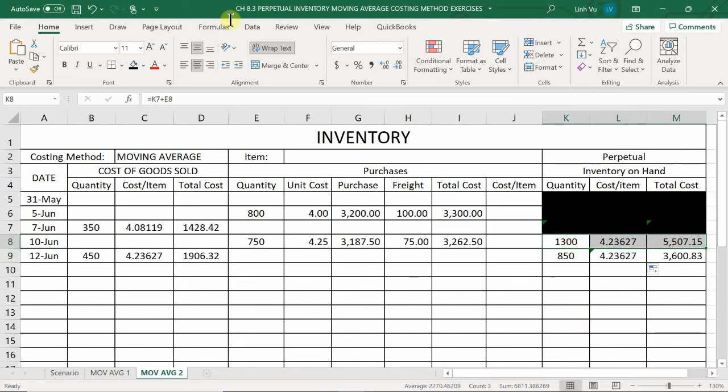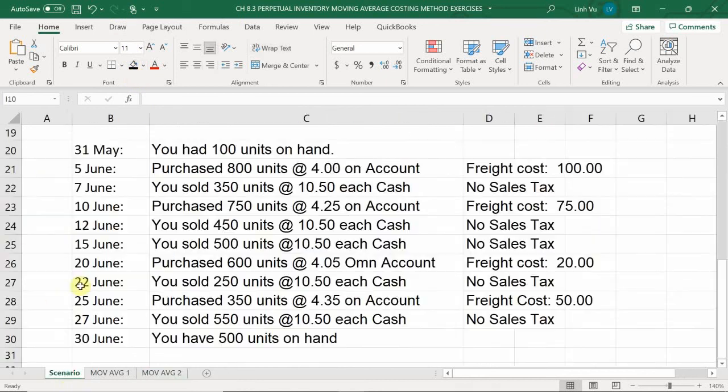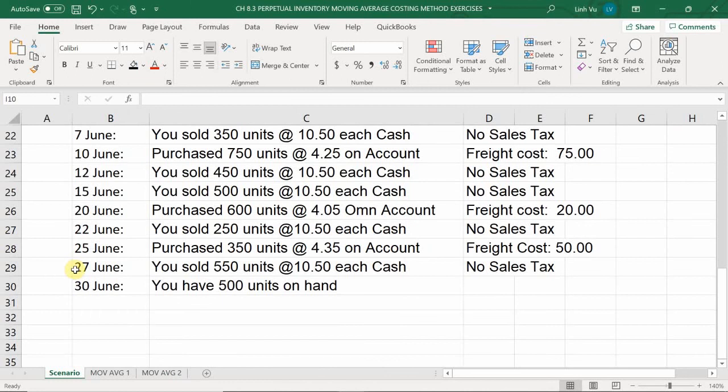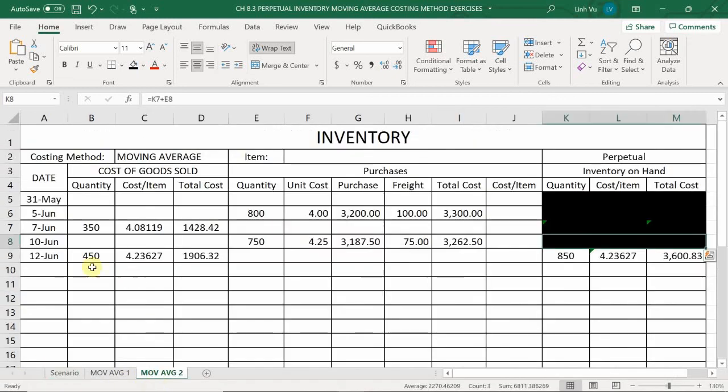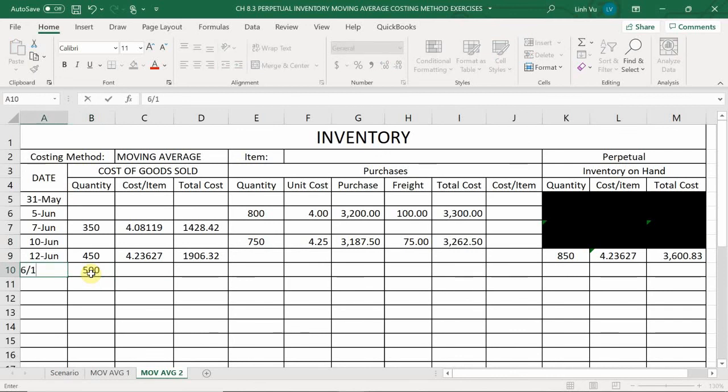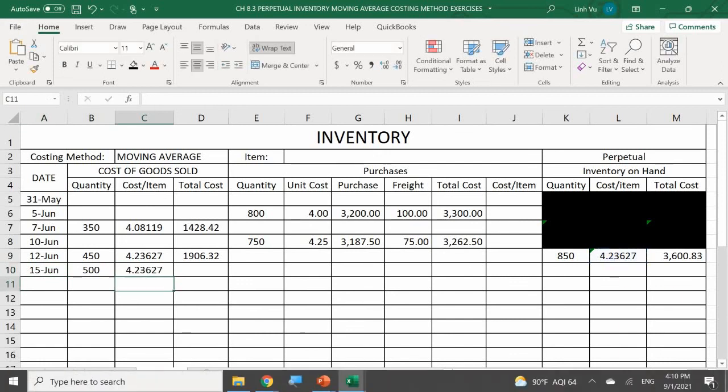Okay. I'm gonna hide this. All right. Let's see what happened next. Then on June 15, we end up selling an additional 500 units at $10.50. So 500 is what we sold, on June 15, at an average cost of 4.23627. So in this case, what is going to be my total cost of goods sold?